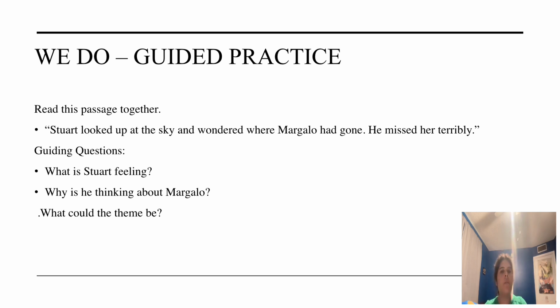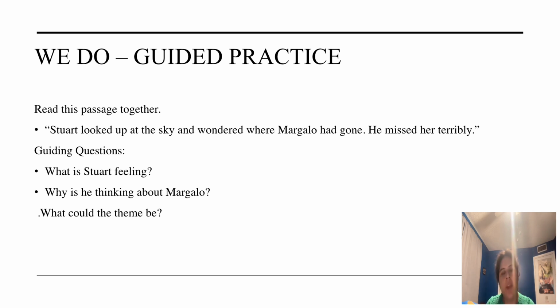So Jessica, why is he thinking about Margalo? You're close. Why is Stuart Little thinking about Margalo? Basically, he cares about her and doesn't want her to be lost. That's why he's looking up in the sky and thinking, where is she?